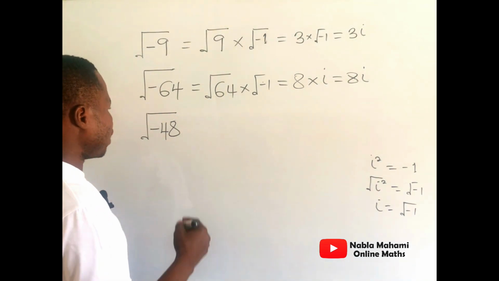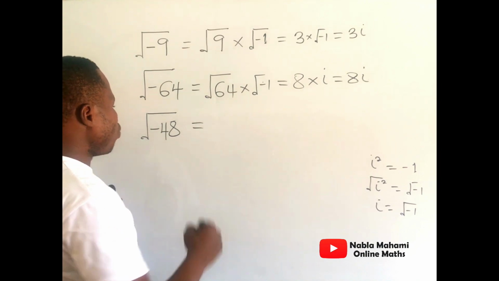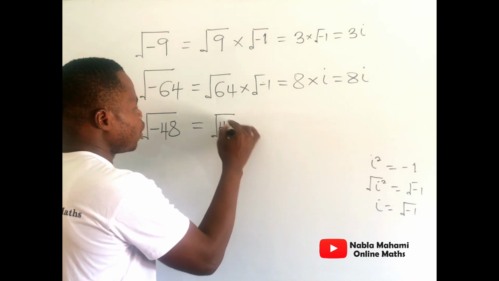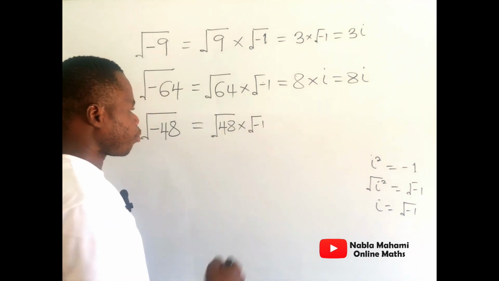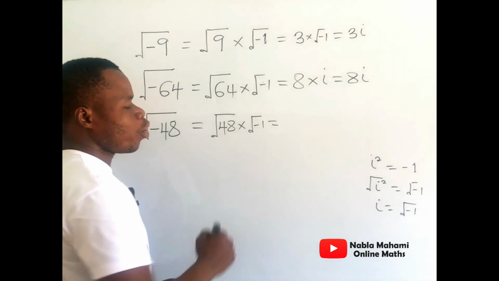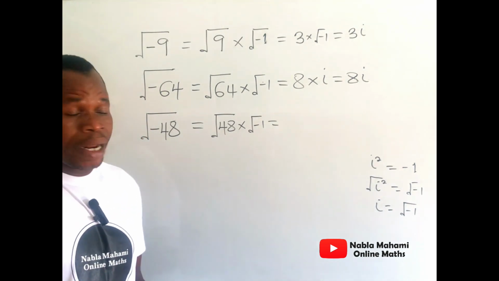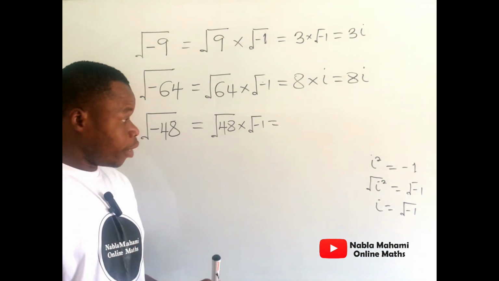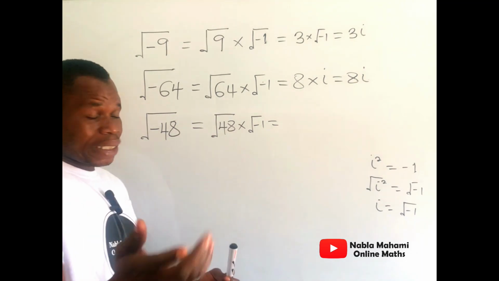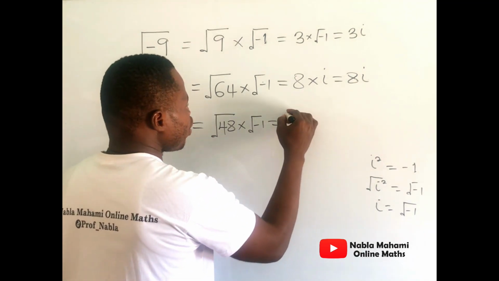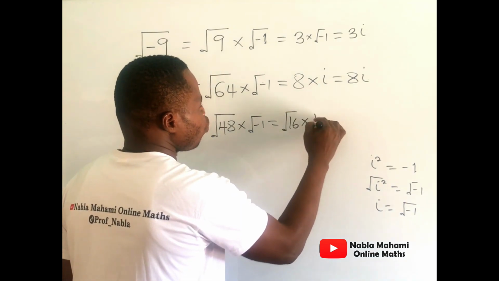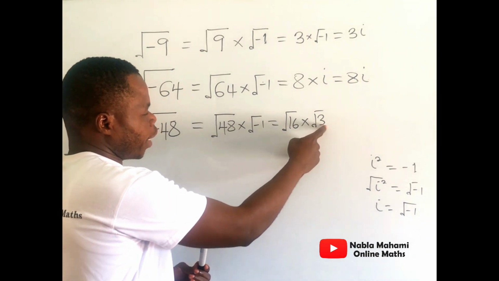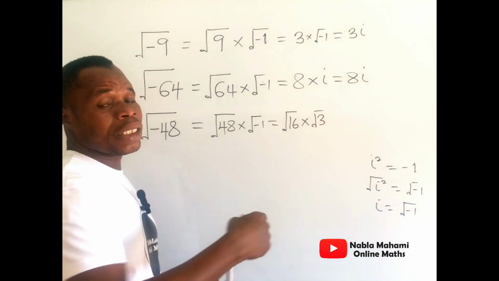Now let's go through the last one. The square root of negative 48. The same procedure. You take the square root of positive 48 times the square root of negative 1. The square root of 48 is not a perfect square number, but you can get a perfect square number from 48 and a non-perfect square number. We know that the square root of 48 will give me the square root of 16 times the square root of 3. The square root of 16 times the square root of 3 will still give me 48. Simply, 16 times 3 is 48.